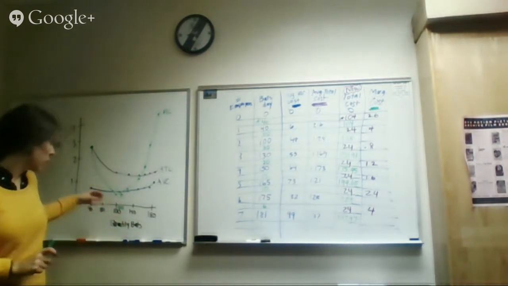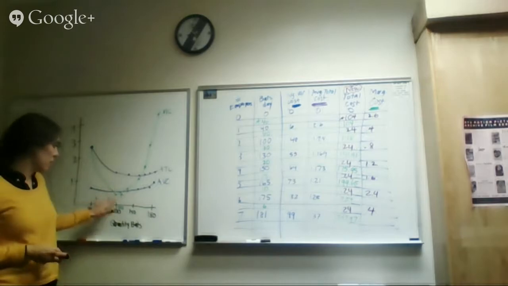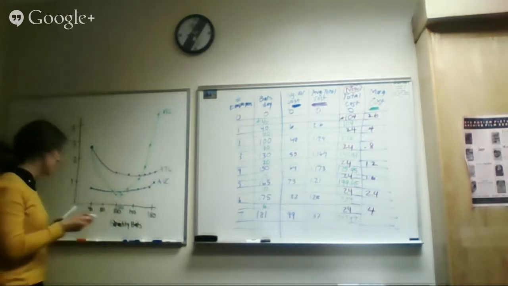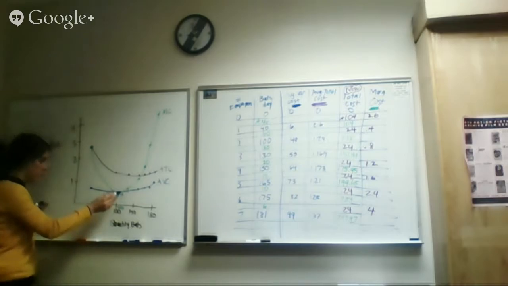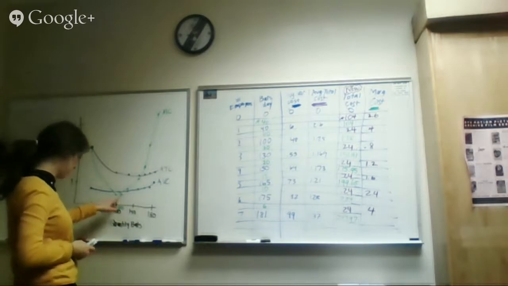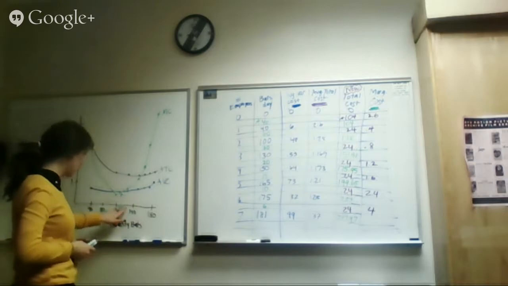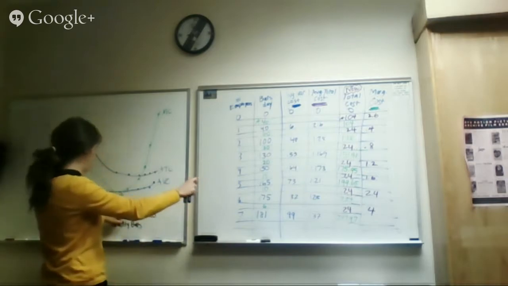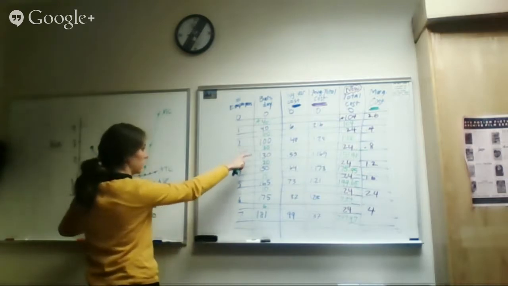So according to the graph, they would produce about 115 bats, and it would be at about, let's see, what quantity would that put us at? At about 100, 130.